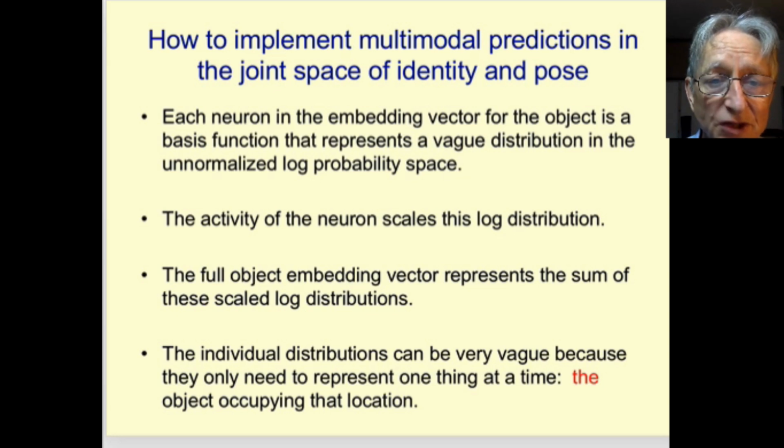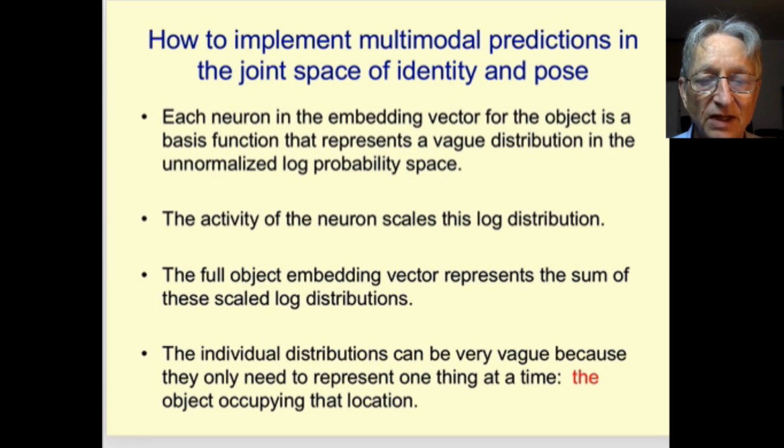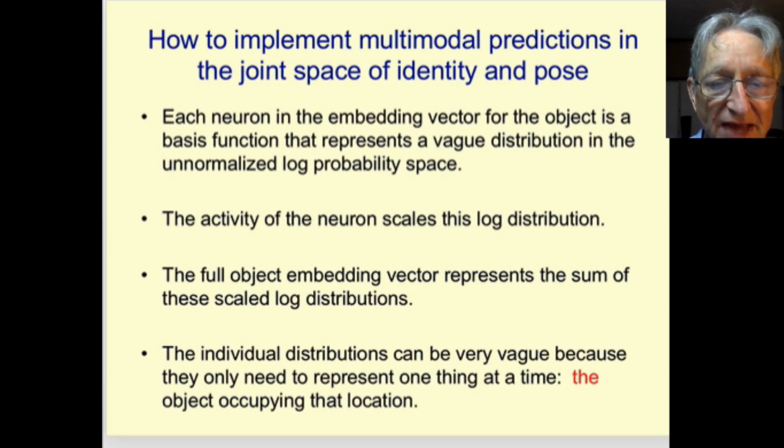To implement this kind of thing in a neural net, what you need is for each neuron in the embedding vector at the object level to represent a basis function that's a very vague distribution in the unnormalized log probability space of the product of identity and pose, and possibly deformation as well. The activity of the neuron scales this log distribution, and the full embedding vector represents the sum of all those scaled distributions, which is the same as the product of the individual distributions, except that it's unnormalized.